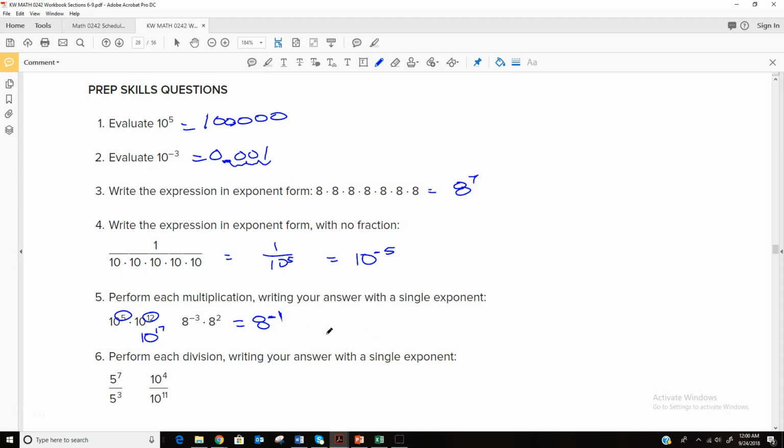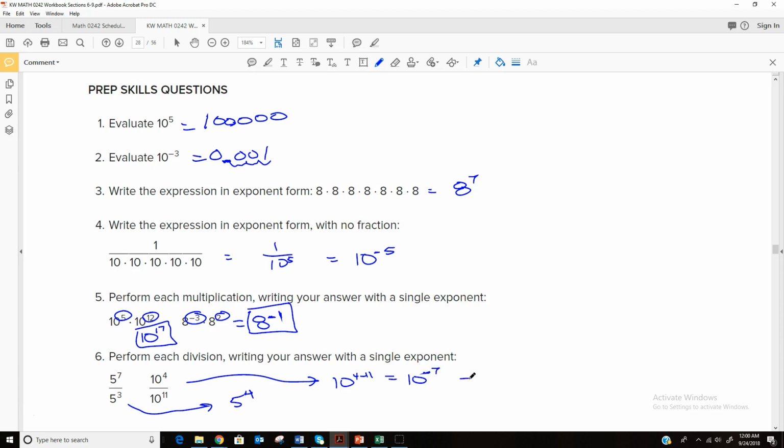Or I could think of it as 1 over 8 to the first. But it says write the answer with a single exponent. So we'll do it by taking negative 3 plus 2 gives us negative 1. And then when we're dividing, we can take the top and subtract the bottom. So this one would be 5 to the 4th. And this one would be 10 to the 4 minus 11, which is 10 to the negative 7.